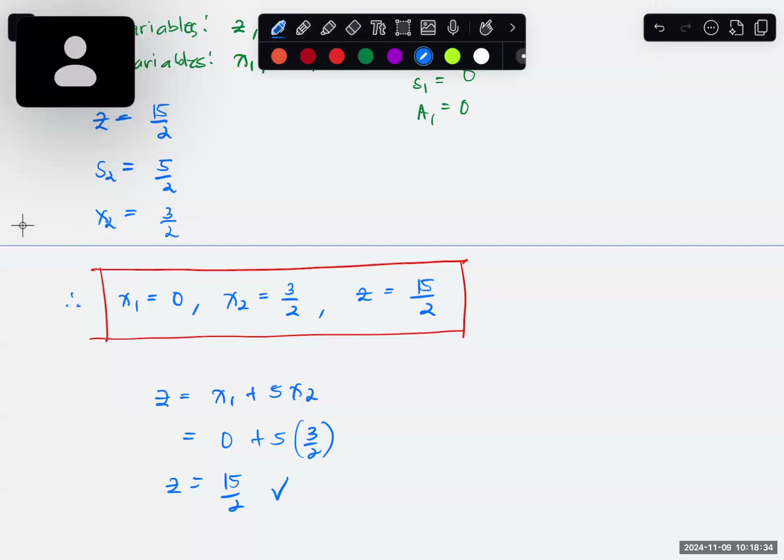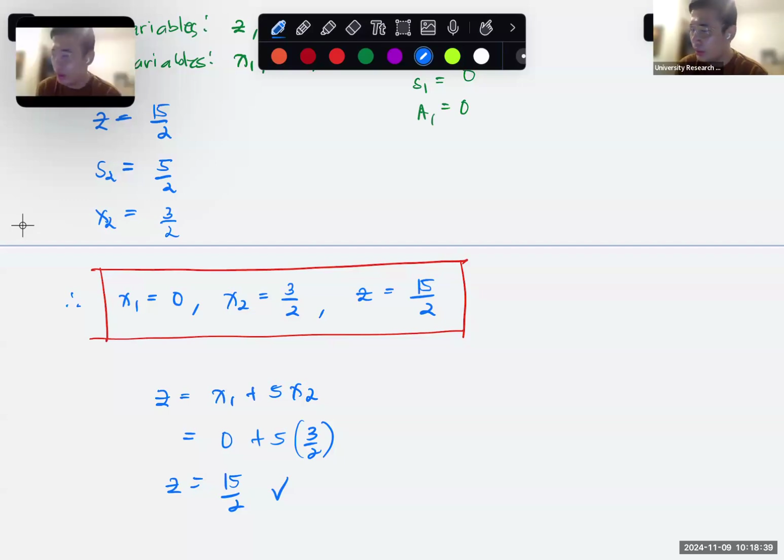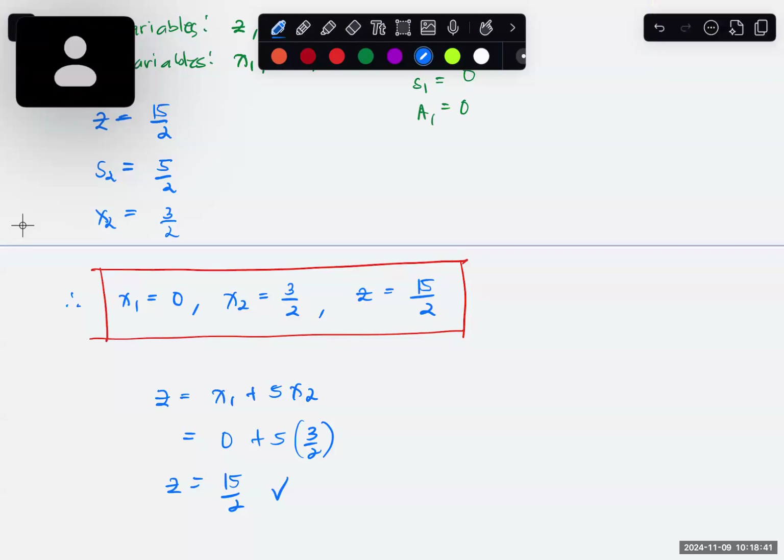Sir, question. Yung sa procedure na eliminate M, sa simula lang yun, sir? Kasi bumalik yata yung M sa artificial variable.